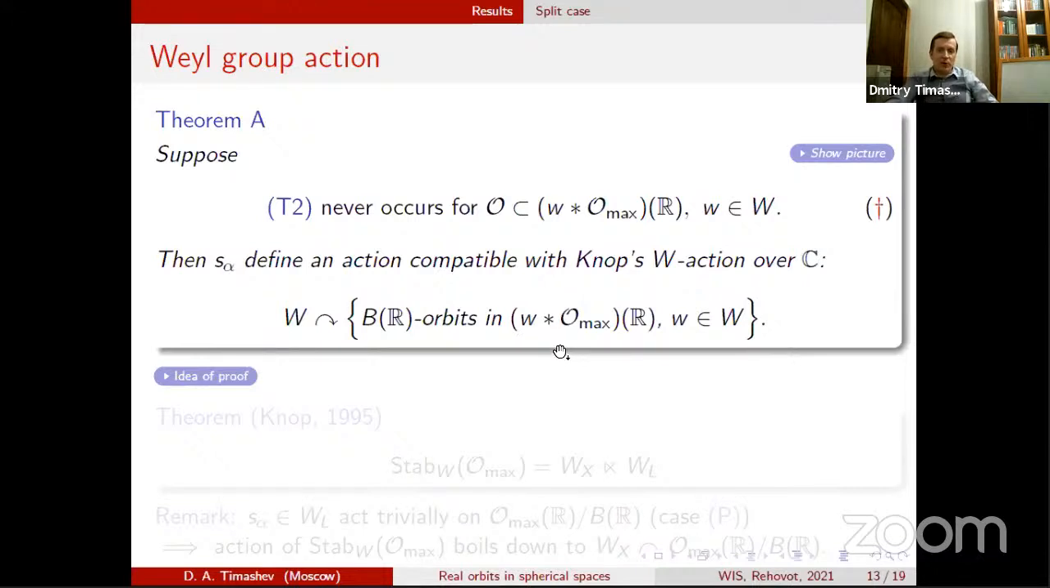So let's consider the complex Borel orbits of maximal rank. Let's consider their real loci, and let's consider real Borel orbits sitting in these real loci. Under a certain sophisticated condition, which is marked by the dagger, you indeed get the action of the Weyl group on this smaller set of real Borel orbits of maximal rank, given by the reflection operators which I defined on the previous slide.